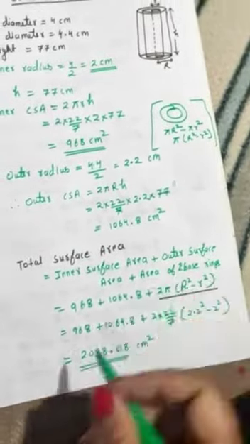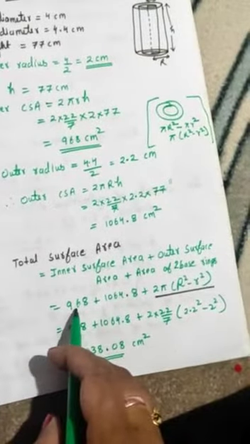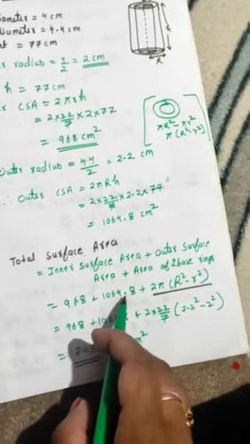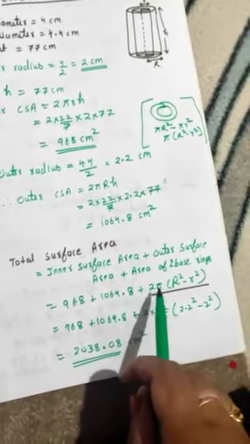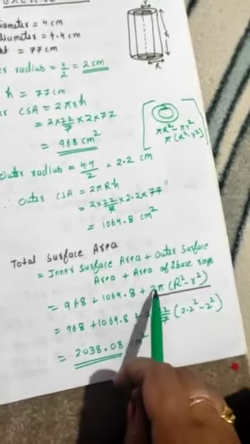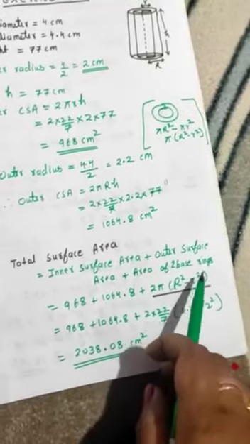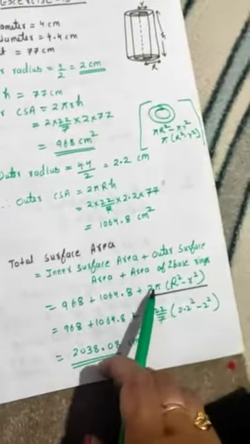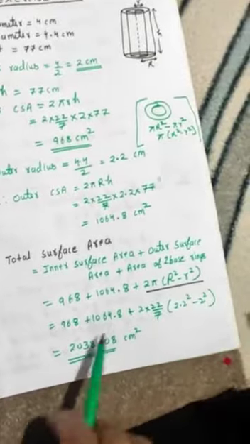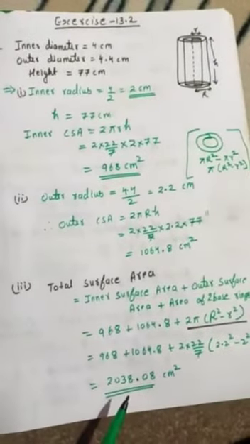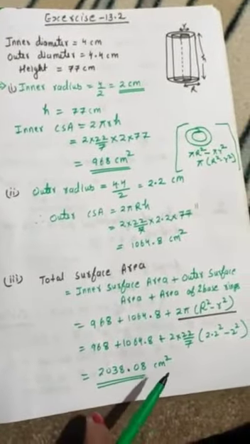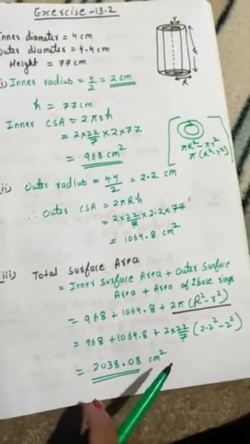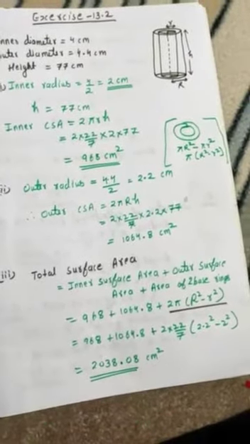Okay, so 968 आपका inner surface area है, 1064.8 is the outer, and आपको rings का area निकालना है. So it will be pi into r square minus r, since there are 2 multiplied by 2. Substitute the values. So the answer will be 2038.08 centimeter square. So this is the total surface area of the pipe.